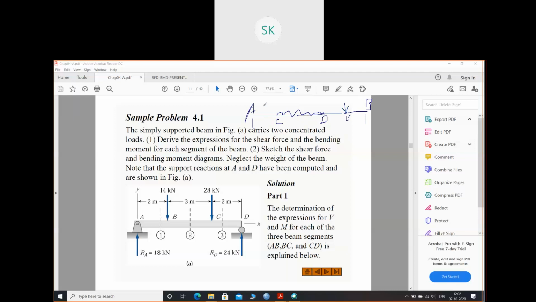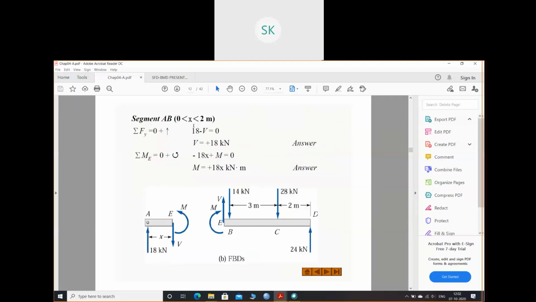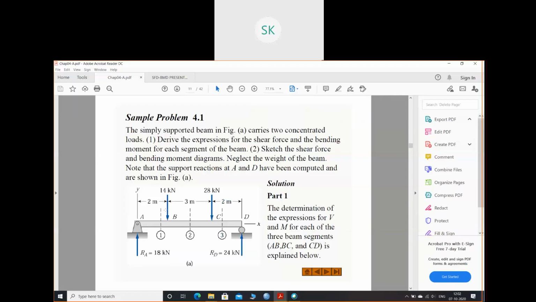So what you do, make a section here, make a section here, make a section here. This much section will be sufficient to find out the shear force and bending moment. So in this question, as this is making three segments, I have made three sections. This was my first section, 0 to 2. Second section will be 2 to 5. Next, third section will be 5 to the complete distance, 5 to 7.